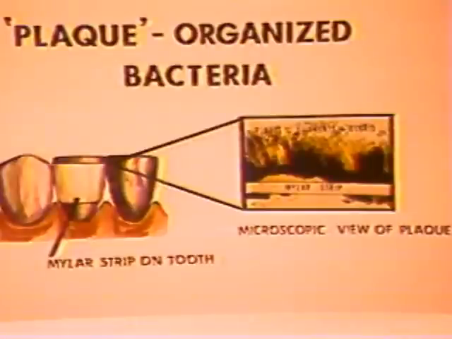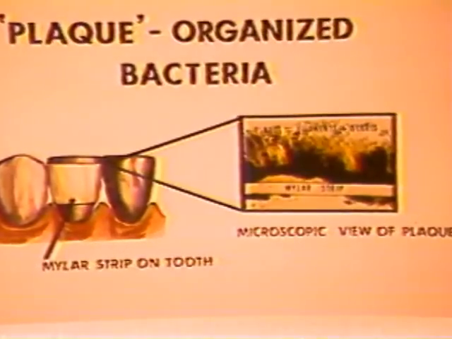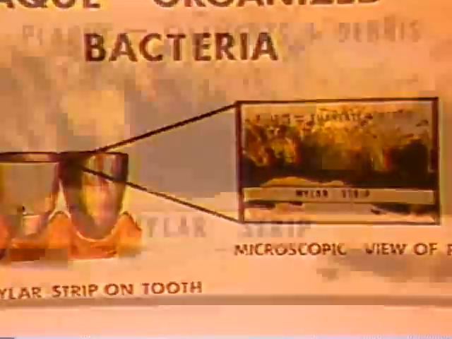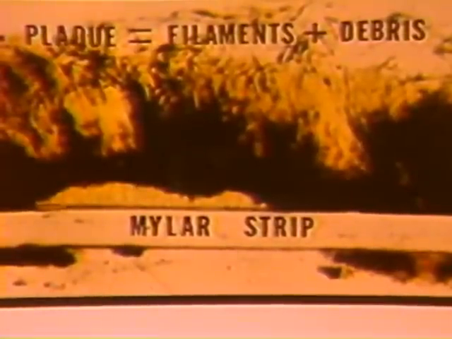Organized bacteria form plaque, and plaque leads to dental decay and gingival disease. An experiment was done in which a plastic mylar strip was fastened around the tooth and left in the mouth without being brushed or cleaned of any kind. After a period of time, the mylar strip was taken off and examined under a microscope.